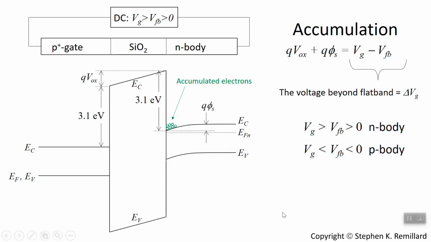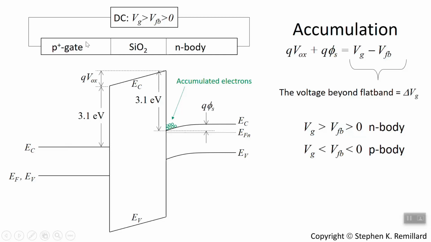Accumulation first. Here's the MOS structure. So we have a degenerately p-doped gate and an N body. And you're in accumulation if you have a bunch of charge carriers from the N body, electrons in this case, accumulated at the interface. That's why it's called accumulation. Now, what makes that happen?